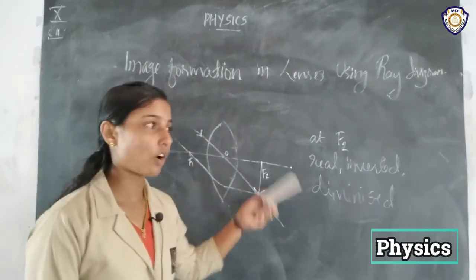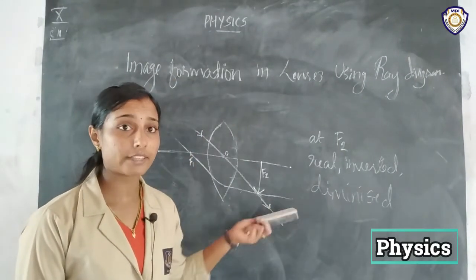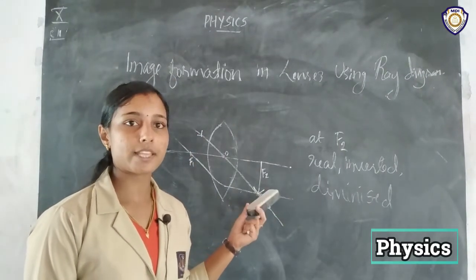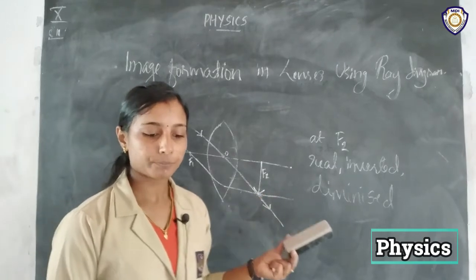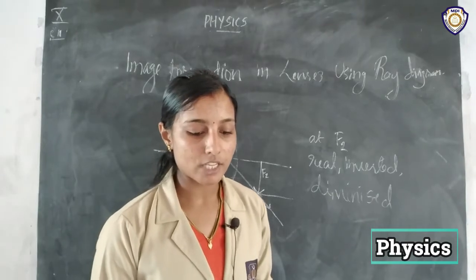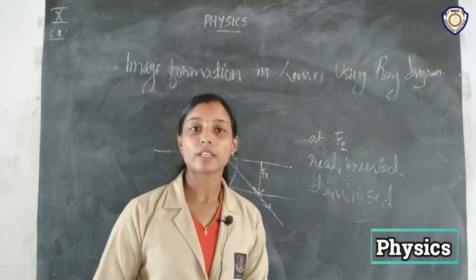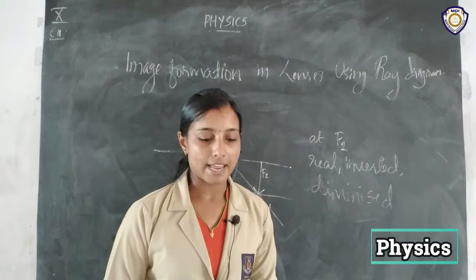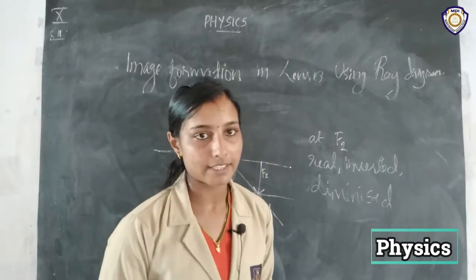So after knowing all the scenarios, or all the positions where the object is placed, we can look into the table that is given in 10.4. The nature, position and relative size of the image formed by a convex lens for various positions are given in that table, right?